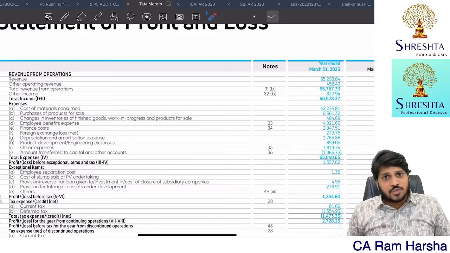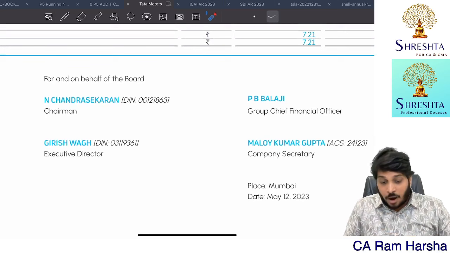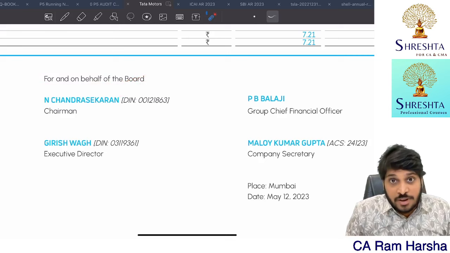Chairman of the company, CFO of the company, director of the company, secretary of the company. These are the people on behalf of the board of directors. These people are signing this indirectly on behalf of the board. Who prepared this profit and loss account? The board of directors prepared it, the directors of this company.